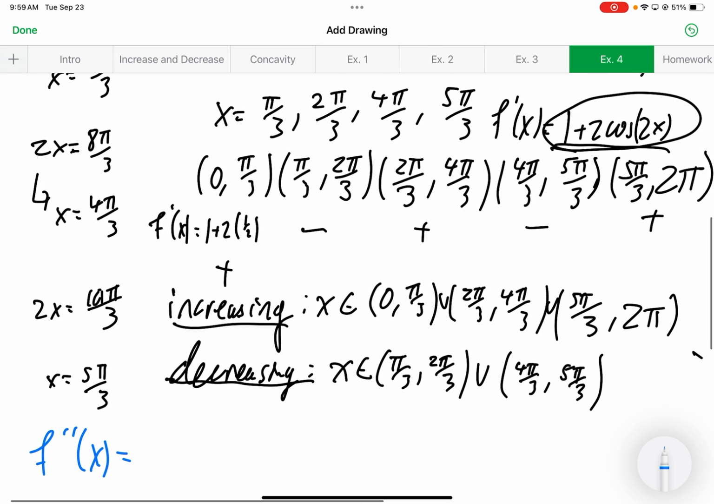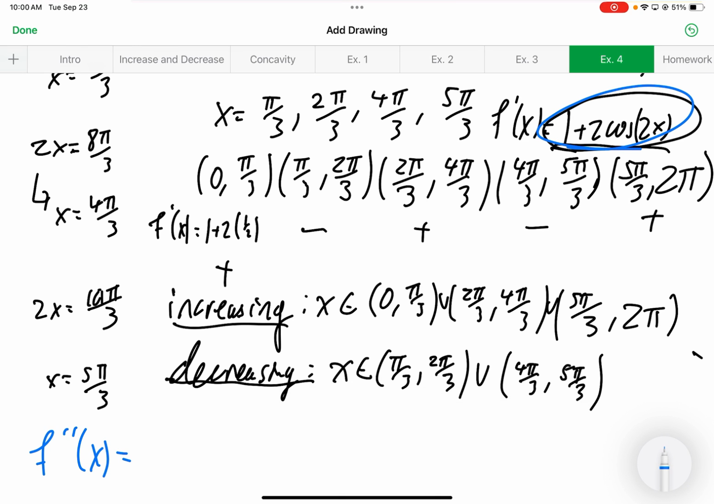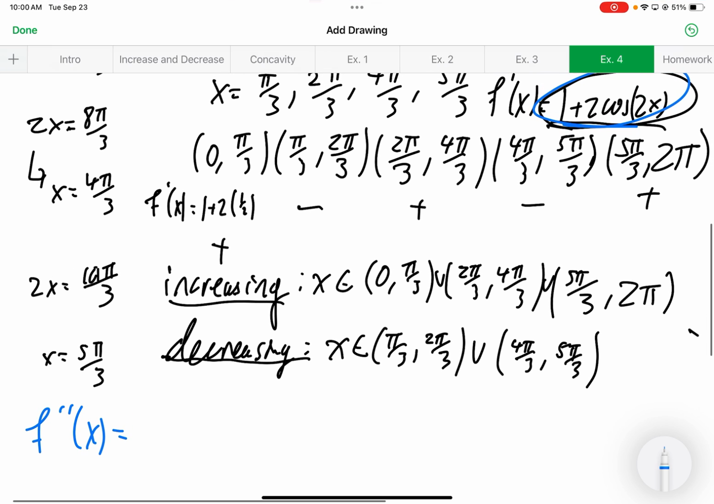Our first derivative was this circled equation right here. So I'm not going to lasso it, but that's our first derivative. So I need to take the derivative of that to get my second derivative. Okay, 1 goes away, and then I have 2 cosine 2x. So the derivative of cosine is negative sine, but I'm also going to have to multiply it by what? An additional 2. So negative 4 sine of 2x.